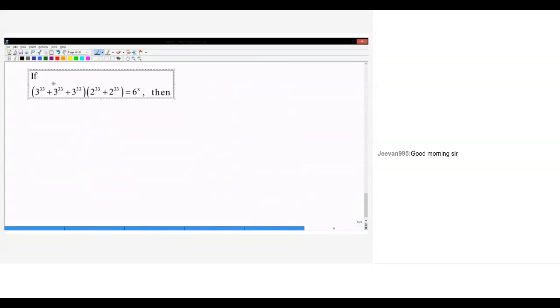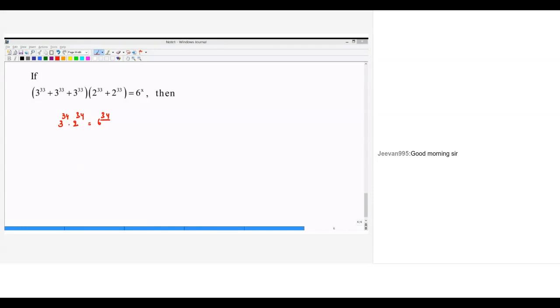Did we do this yesterday? You know it is 3 into 3 power 33, 3 power 34, 2 power 34. X value is 6 power 34. So it is 34 there.